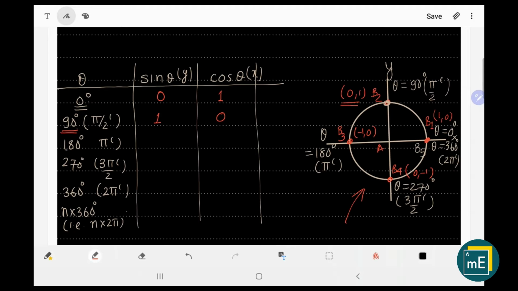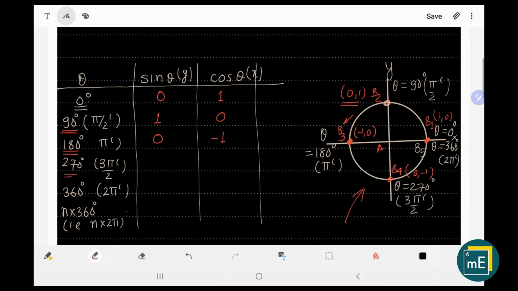In the next position, when theta is equal to 180 degrees, that means in position B3, point B is lying on the negative x-axis and its coordinates are given by (-1, 0). That means the x coordinate is -1, which is equal to cos theta, and the y coordinate is 0, which is equal to sine theta.